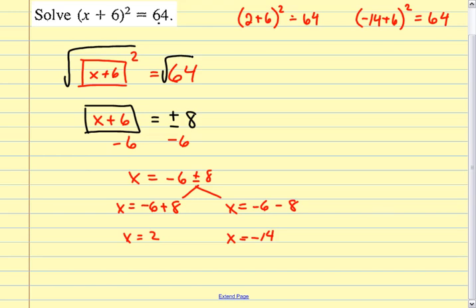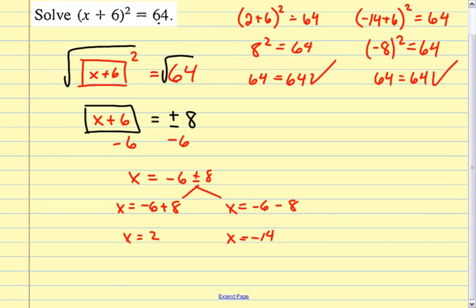Now, first thing I'm going to do, simplify in the parentheses. Now I've got 8 squared equals 64. 8 squared is 64 equals 64. Good, that one works. Okay. What's negative 14 plus 6? Negative 8 squared equals 64. What's negative 8 squared? 64 equals 64. Beautiful, they both work. Okay.